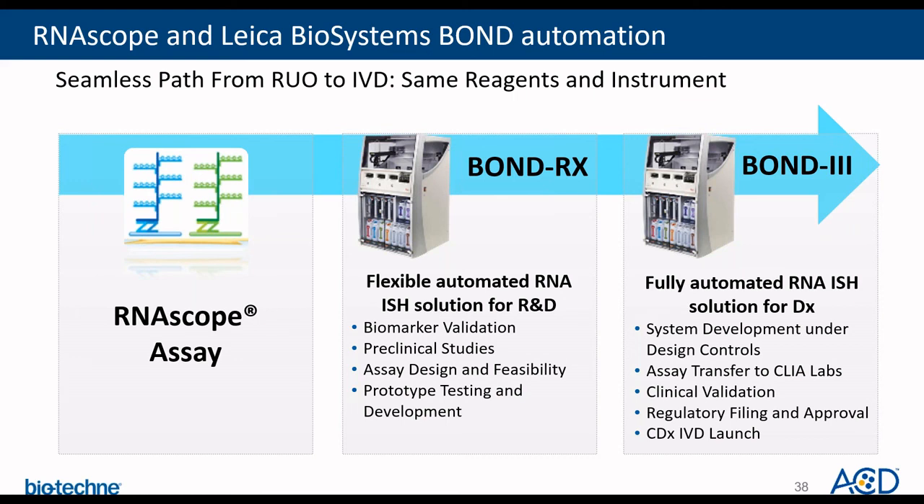However, Bond RX is mainly used for research-grade tests such as biomarker validation, preclinical studies, assay design and feasibility, and prototype testing and development. On the other hand, Bond 3 is FDA-approved system, which is developed under design controls. And the assays performed on Bond 3 can be fully validated and registered with the FDA based on being performed on this FDA-approved instrument.